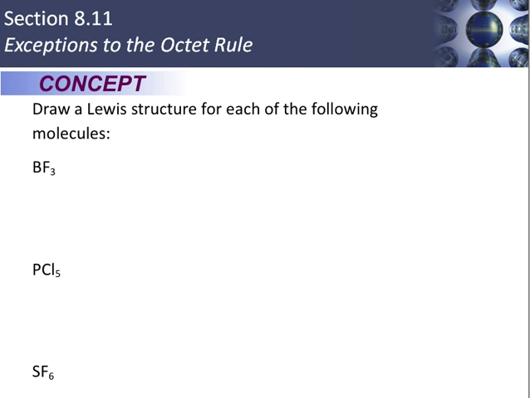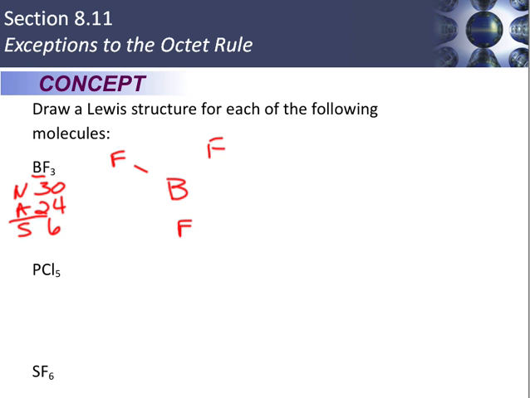BF3 isn't really going to be any different. Let's go ahead and give it a try. Needed, available, shared. The only thing we change is boron needs 6. So F needs 8. 8 times 3 is 24 plus 6 is 30. 7 times 3 is 21 plus 3 is 24, so we're going to share 6 electrons.